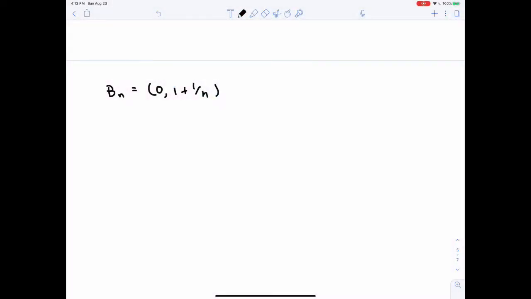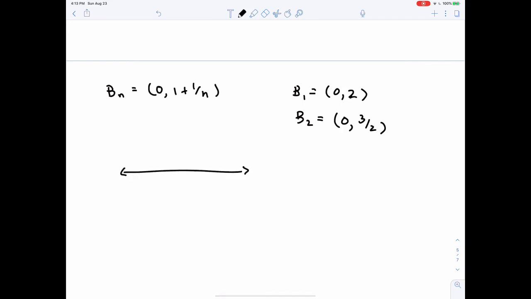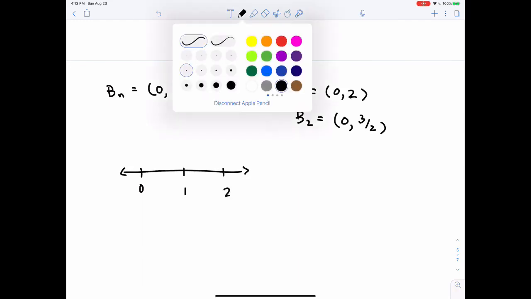Now let's consider the other family of sets that we have, the B sub n's. So these were intervals. They look really similar, except the right endpoint is 1 plus 1 over n. So for example, B1 is going to be the interval from 0 to 2. B2 is the interval from 0 to 3 halves, etc. And so if I take a look at what we have, we've got 0, we've got 1, and we've got 2.